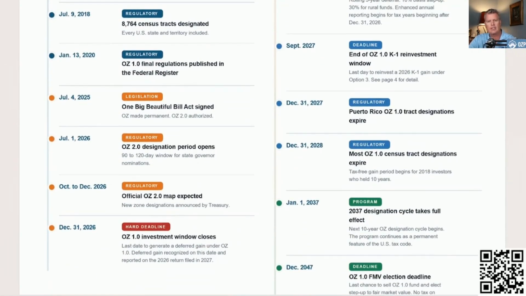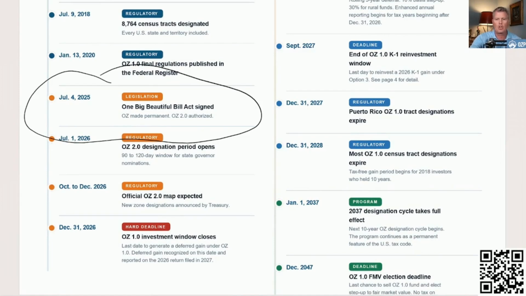Like this is a hard deadline at December 31st, 2026. That's when capital gains become due. July 4th, 2025, man, that was a great day. Flyovers in Washington, D.C. as President Trump signed the One Big Beautiful Bill into law, which made OZs permanent.